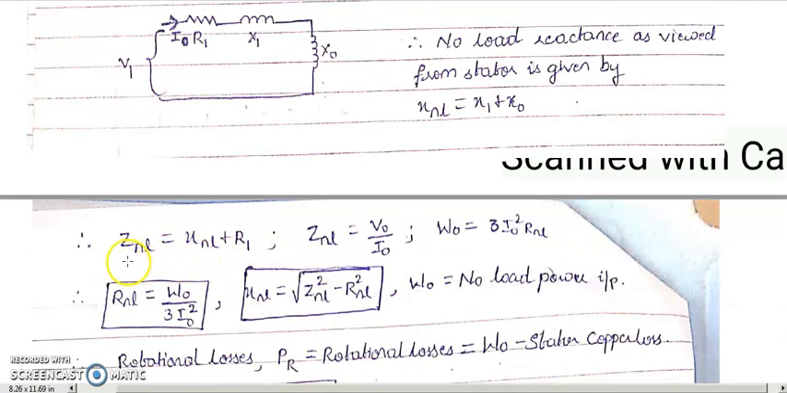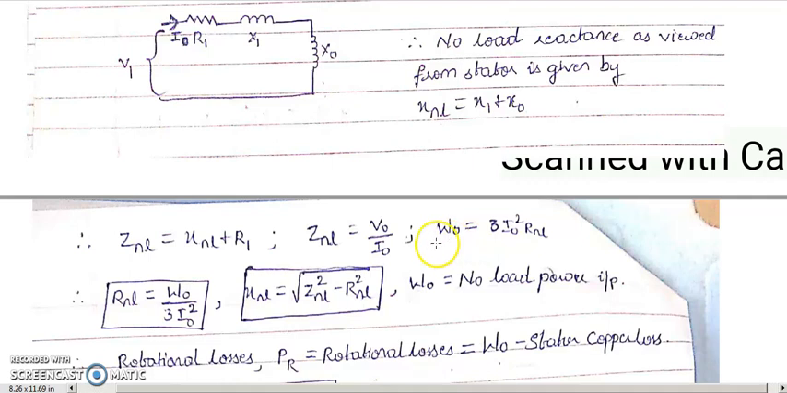And what about the no load impedance? The no load impedance will be equal to the no load reactance plus the resistance R1. And how are we going to calculate ZNL? One more formula we have: ZNL is equal to V0 by I0. You can directly apply this, because I0 will flow here. This V1 will become V0, and I0 will be the same.